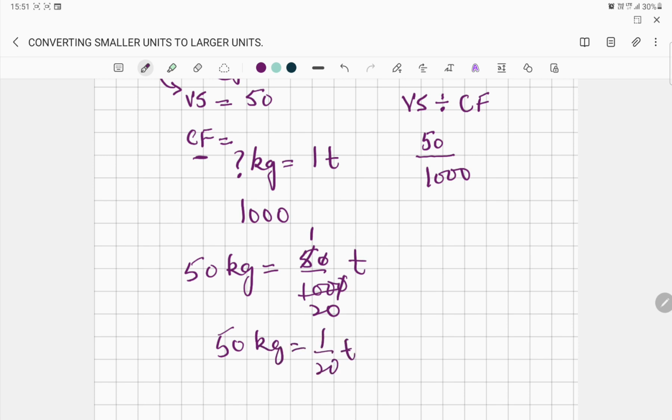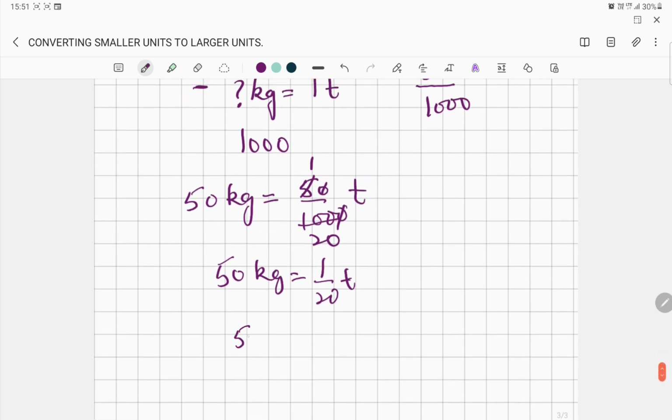If you further simplify it, what do we get? We get 50 kilograms equals 0.05 tons. So I hope by these two examples I have sufficiently explained to you how a smaller unit is converted into a larger unit. I will see you in some other video.